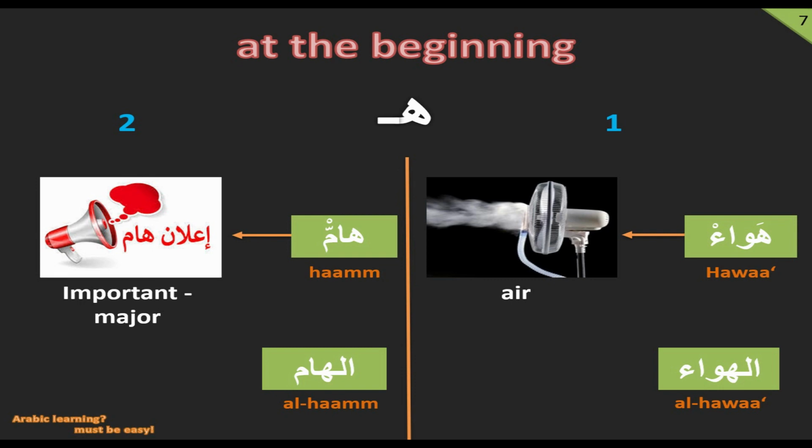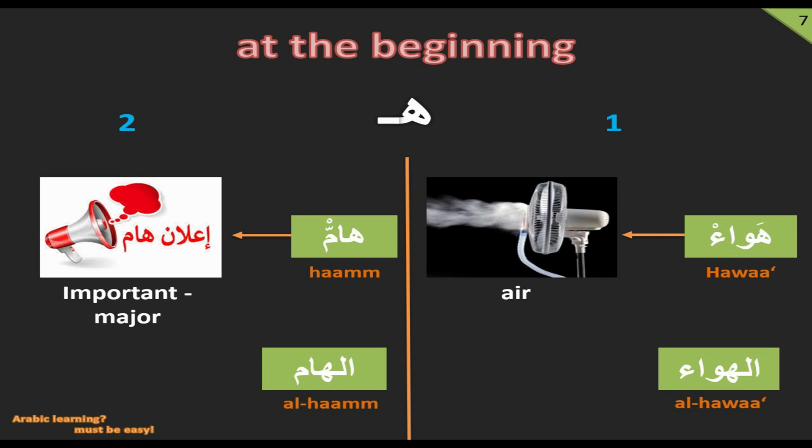Here we have 2 examples from the first form of the letter ha at the beginning of the word. As simple examples, we have here the noun hawa. Hawa. So, fatha on ha and sukun on hamza. Hawa means air in general. Like for example, I need fresh air. أنا أحتاج إلى هواء نقي. هواء نقي, fresh air.